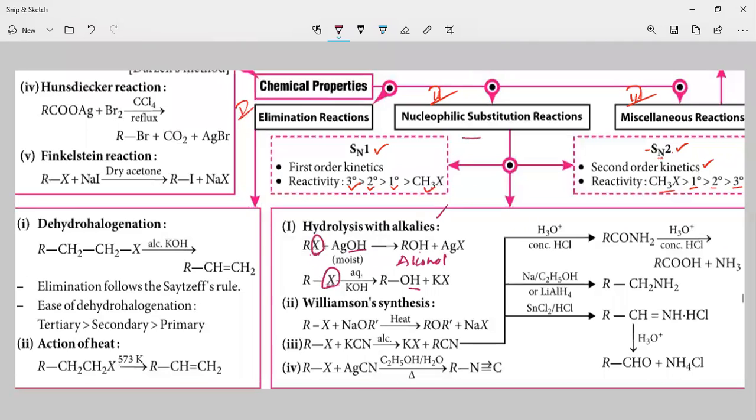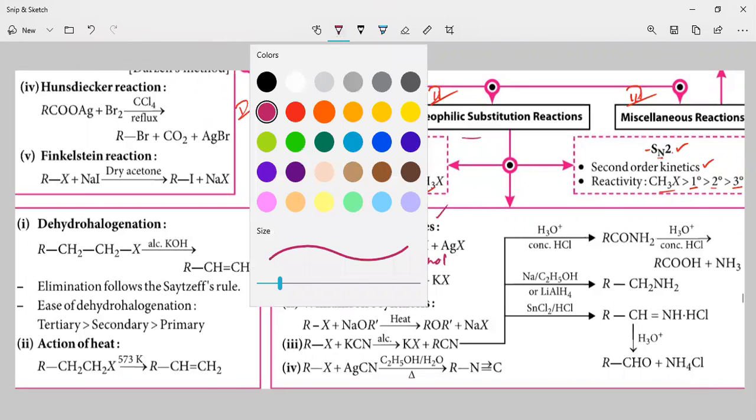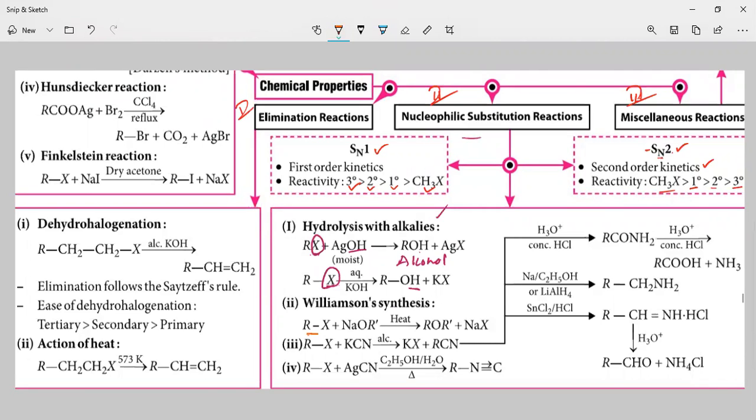Next one is Williamson's synthesis. What does Williamson synthesis explain? In Williamson synthesis, you take alkyl halide and treat it with sodium alkoxide in the presence of heat. Halogen from one compound and sodium from the other are eliminated, and thereby the alkyl group and the alkoxy group join together. We are going to get ether, ROR'. Understood?